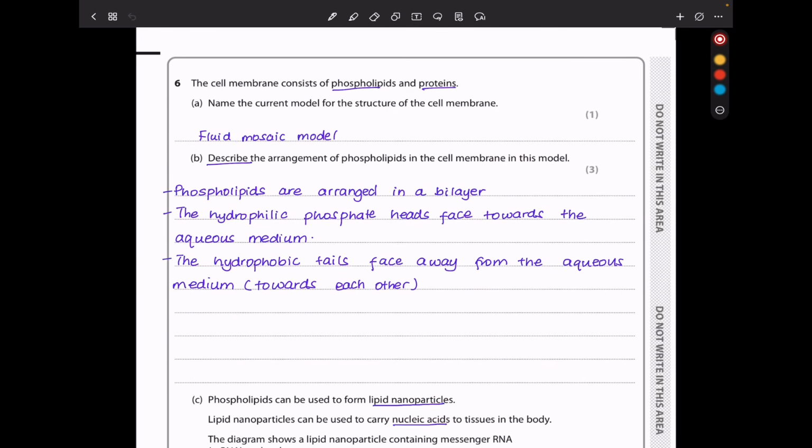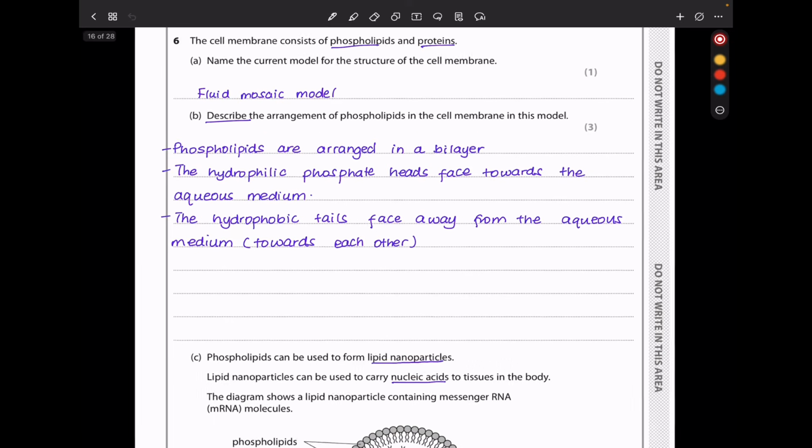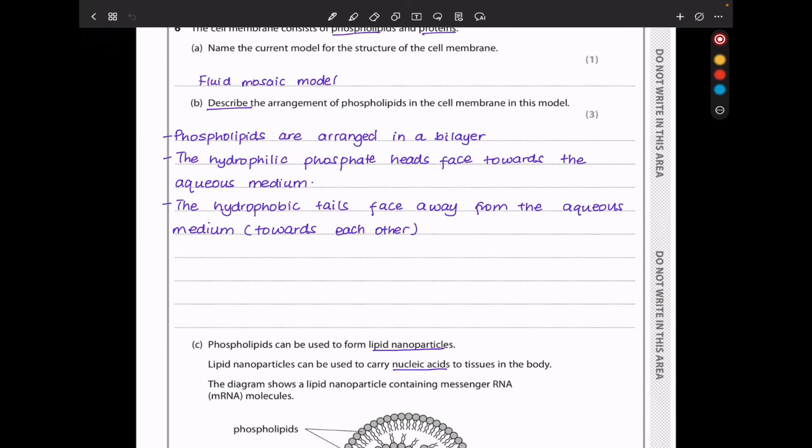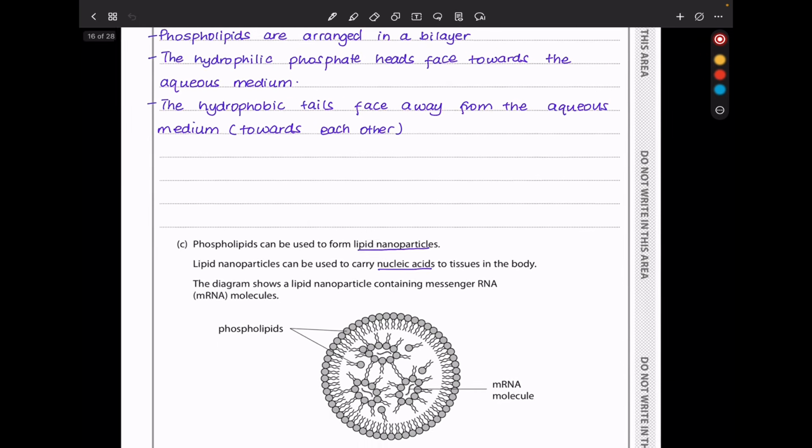Question 6. The cell membrane consists of phospholipids and proteins. Name the current model of the structure of the cell membrane. This is the fluid mosaic model. And in part B, they say describe the arrangement of phospholipids in the cell membrane in this model. In this model, the phospholipids are arranged in a bilayer. The hydrophilic phosphate heads face outwards, of course towards the aqueous medium, and the hydrophobic tails face away from the aqueous layer towards each other.